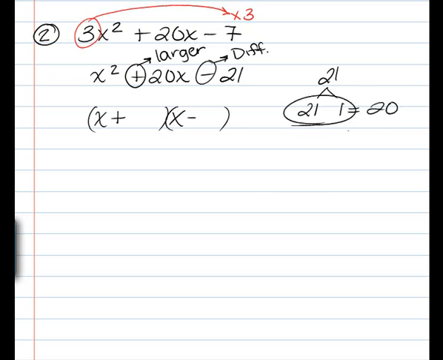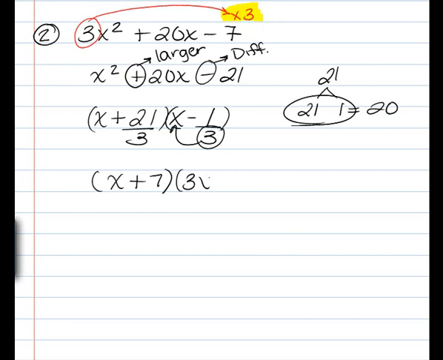So there's my pair. My 21, because I remember earlier I told you my larger number needs to be positive, is going to go first with my plus. The 1 is going to go in the back. Again, if I stopped here, my answer would be wrong, because I've got to counteract this multiplication by 3 I did earlier. So now I need to divide both of these by 3. 21 divided by 3 is 7, so I'm going to get x plus 7. I can't reduce this down, so this 3 is going to come up in front and make this 3x minus 1. And there is my answer.